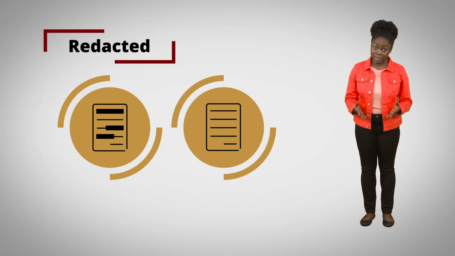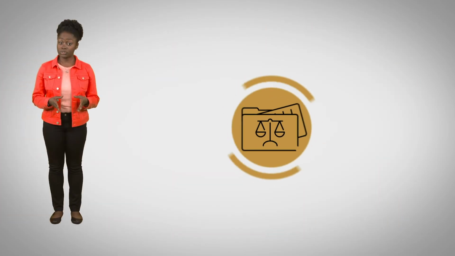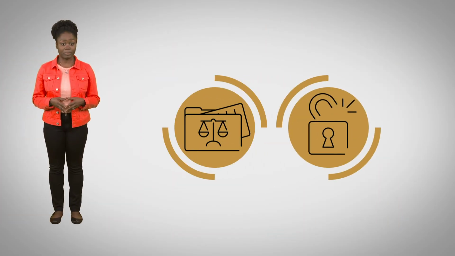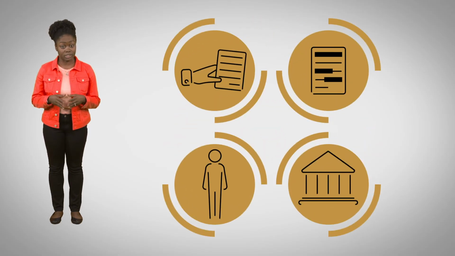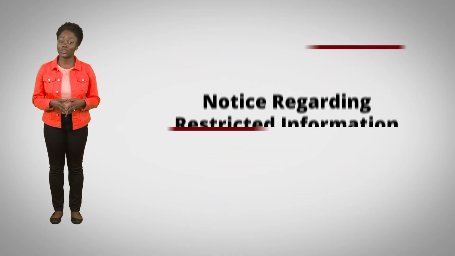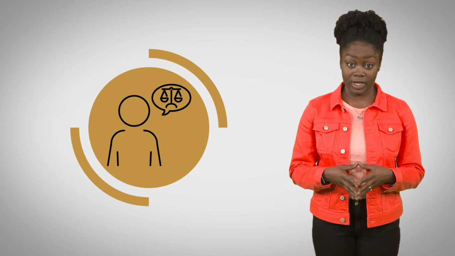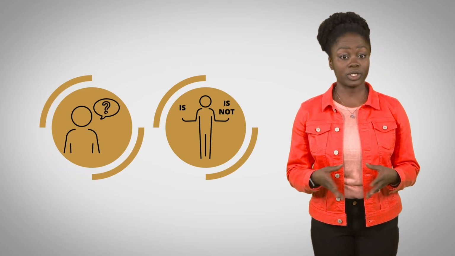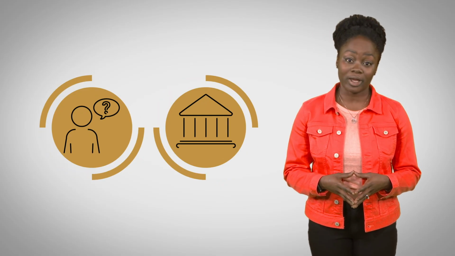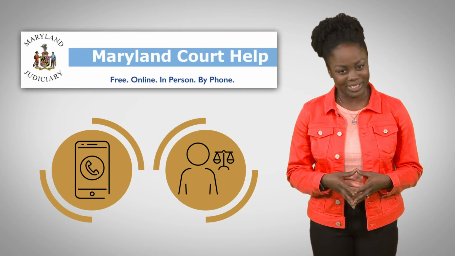We have covered a lot of material. Let's review. Most, but not all court records are open to the public. It is your responsibility to let the court know that you are submitting a restricted document. Use the form called Notice Regarding Restricted Information pursuant to Rule 20-201.1. Seek out legal advice. It can be hard to know what is or is not restricted. If you have questions, talk to a clerk at the courthouse where you will file the form, or contact a lawyer at a Maryland Court Help Center.